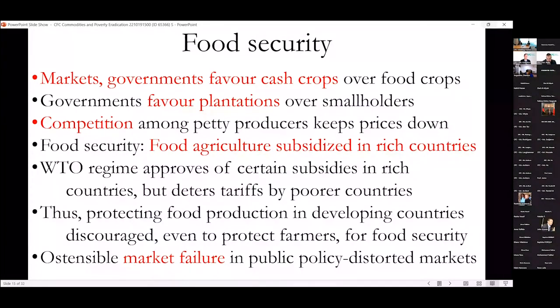So protecting food production in developing countries is discouraged, and the converse is true in developed countries. So the so-called market failures, which you often hear about, are actually the results of a framework which is influenced by such policy considerations. Next, please.